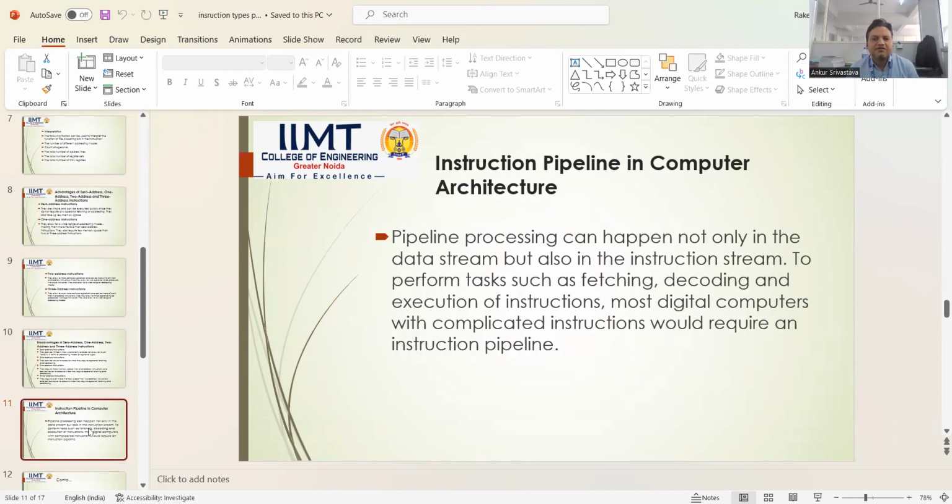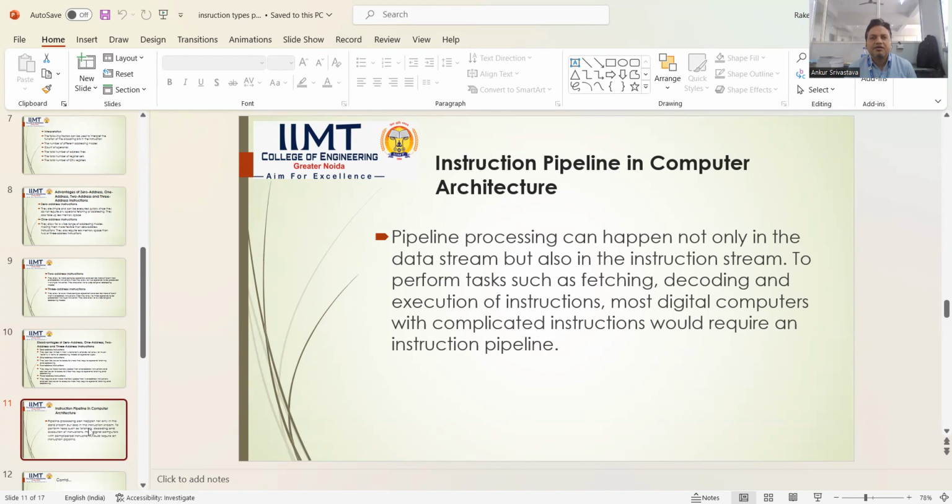Now, in the next slide, we can see what an instruction pipeline is in computer architecture. So in the instruction pipeline, pipelining can happen not only in the data stream, but also in the instruction stream. To perform tasks such as fetching, decoding, and execution of instructions, most digital computers with complicated instructions would require an instruction pipeline. So what is pipelining? Pipelining is used to send the instructions in a proper way.